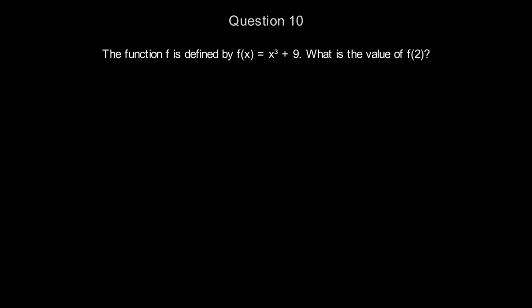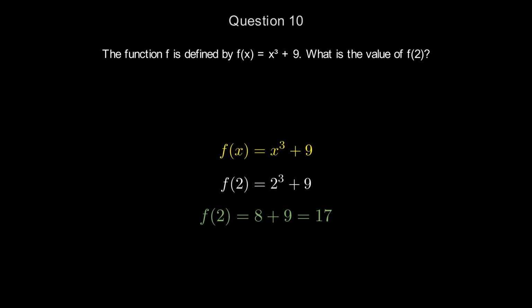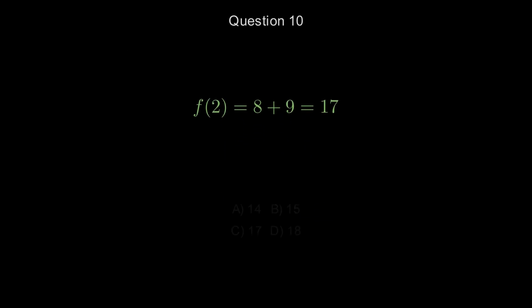The function f is defined as f of x equals x cubed plus 9, and we need to evaluate f of 2. To find this, we substitute 2 for every x in the function. This gives us 2 cubed plus 9. Since 2 cubed is 8, we add 8 and 9 to get a final result of 17. Looking closely at our choices, this corresponds to option C.